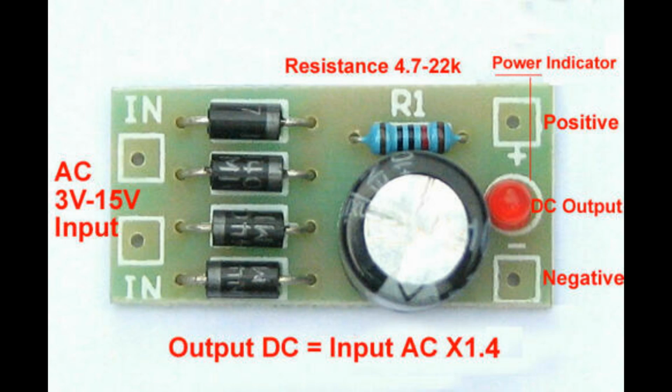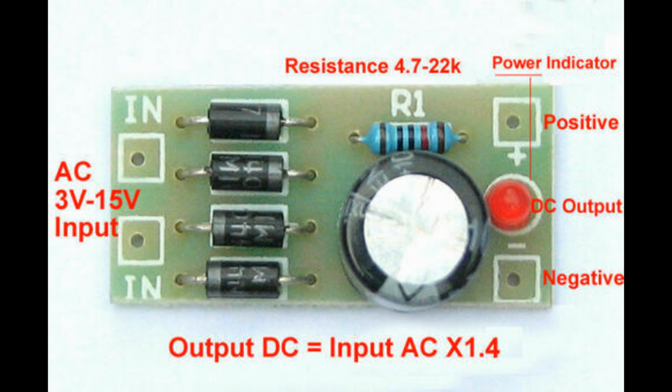6 powerful functions of a bridge rectifier. Bridge rectifiers are essential components in converting alternating current, AC, to direct current, DC, in various electronic circuits and power supplies. Here are 6 powerful functions of a bridge rectifier.